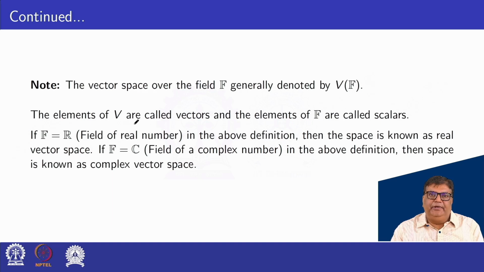The elements of V are called vectors and the elements of F are called scalars. If F is equal to R, the set of real numbers, in the above definition, then the space is known as a real vector space. If F is equal to C, the field of complex numbers, in the above definition, then the space is known as a complex vector space.